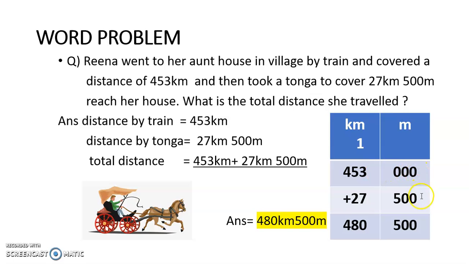So again 0 plus 0, 0, 0 plus 0, 0, 0 plus 5, 5. So this is 500 meters. And 3 plus 7 gives us 10. 0 here, 1 carryover. 5 plus 1 plus 2, 8. And 4 down here. And we remember to write down the units very carefully. 480 kilometers and 500 meters is the total distance that Reena had traveled to reach her aunt's house.